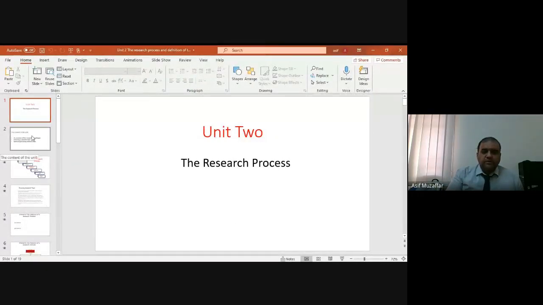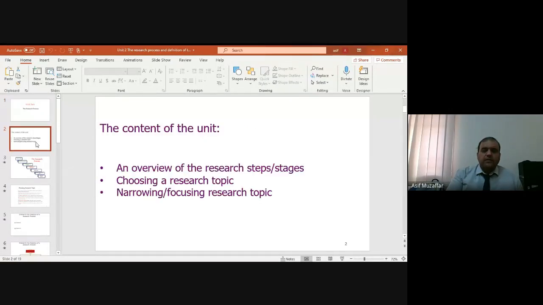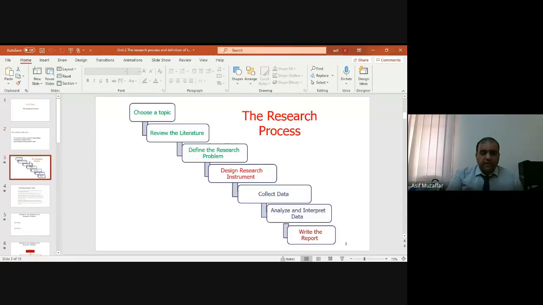The research process. So now in this unit, we will be looking at the research process. What are the steps of research? So this is what we have, and we have talked about it. So I would say the first thing which you will do is to choose a topic. I would say choose some keywords.